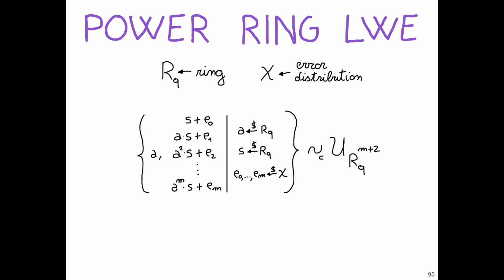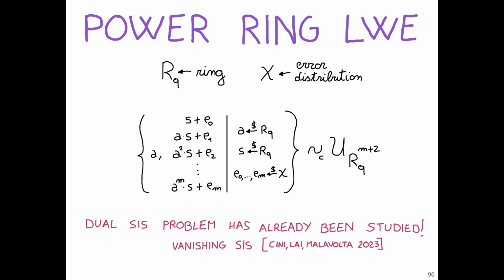Finally, I'd like to say a little bit about the power ring LWE problem that lets us get square root communication in the lattice setting for succinct half-chosen vector OLE. So it's an LWE problem where the public matrix is chosen as just powers of some random element a. The dual problem, the SIS problem, has been studied before. It's called vanishing SIS. And I'd be interested in results one way or the other on the security of this LWE problem.